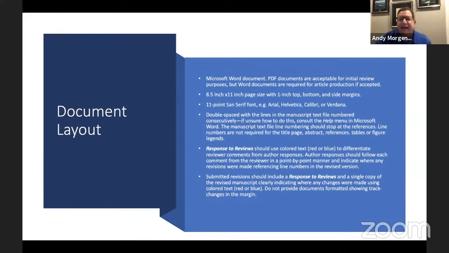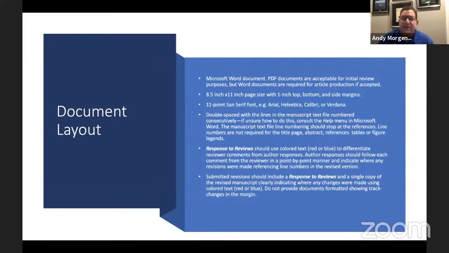They have to be 8.5 by 11-inch page sizes with 1-inch top, bottom, and side margins. They typically have to be typed in 11-point sans serif font. And the specific sans serif fonts that they're looking for are Arial, Helvetica, Calibri, or Verdana. But most commonly, they like to see Arial or Helvetica, double spaced. They want to see manuscript text file line numbering should stop at the reference lines.